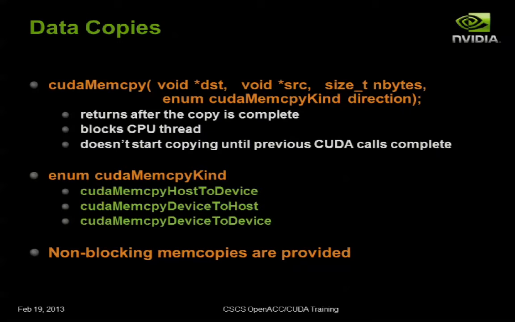Also, when you think back to Alistair's talk about the async clause in OpenACC, well, CUDA memcopy is actually a blocking call. So it's a synchronous call. You know that once CUDA memcopy returns control to the host process, it's done. The data is on the GPU. There are non-blocking memcopies, as I said, to support features like async in OpenACC, and they can help you hide the data transfer latency.